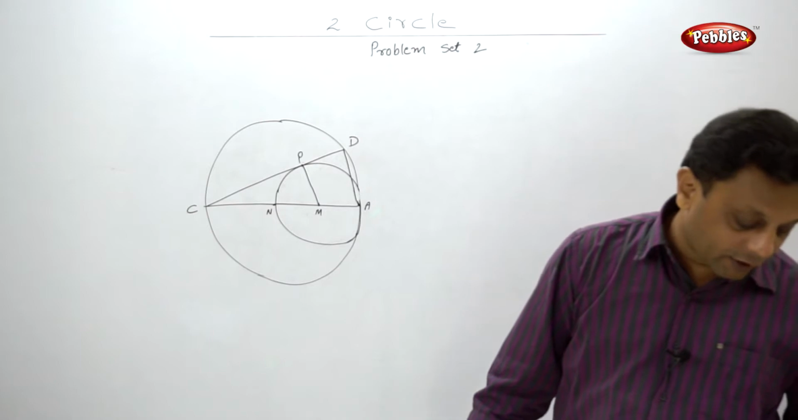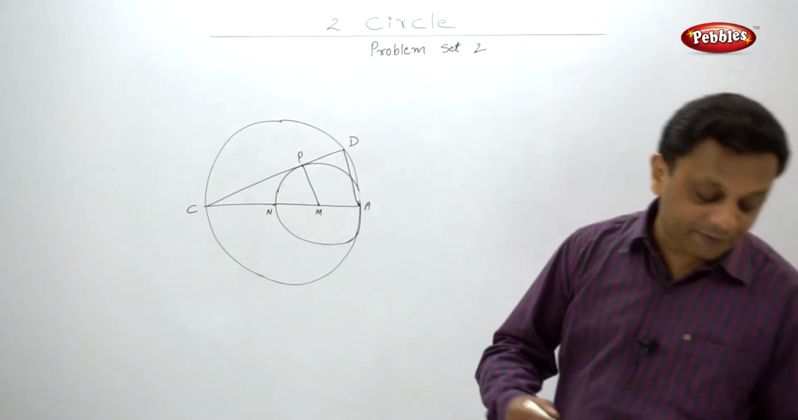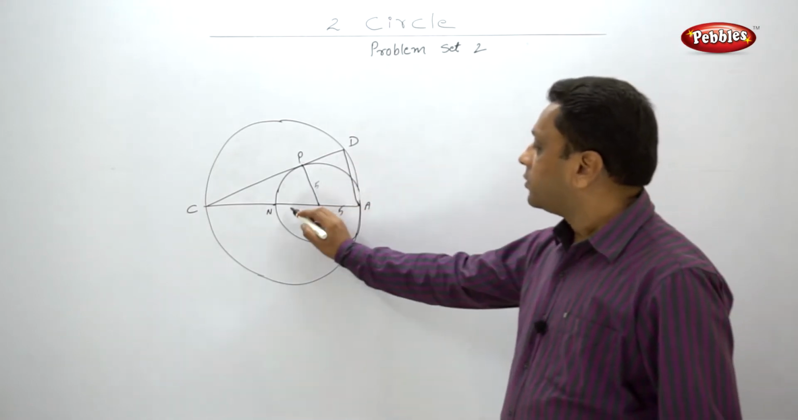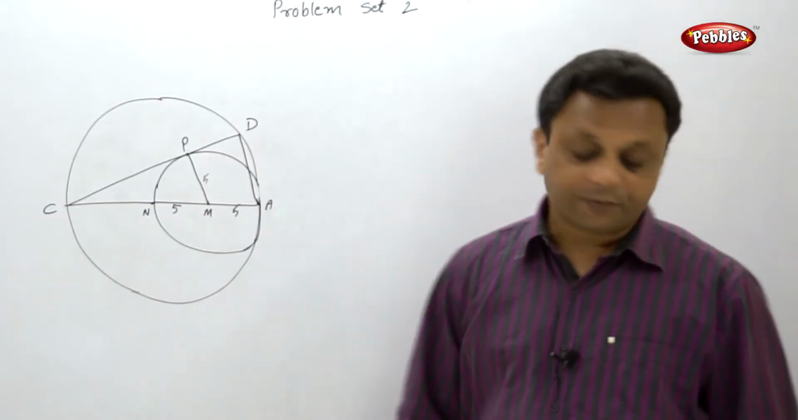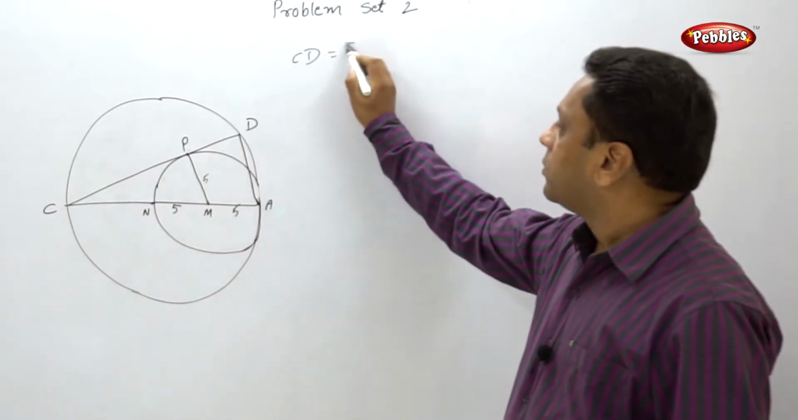Let us see what they have asked. First of all, let us see what they have given. M is the center of the smaller circle, and its radius is 10. This is 10, so this is also 10. This is also 10. We have to find out CD. We have to find out this distance.